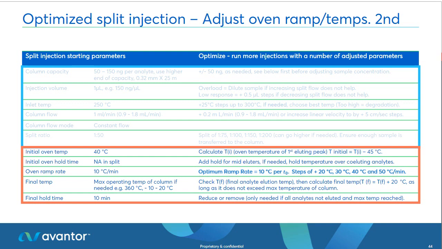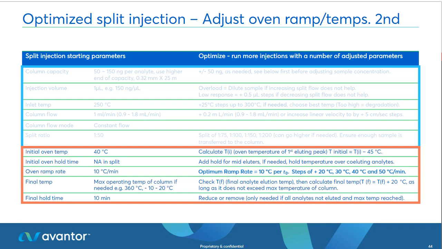just to give them a bit more time at that temperature to separate from each other. Oven ramp, so then you can have a look at the optimum oven ramp by calculating 10 degrees per the T0 time. Or you can do it in steps of plus 20 degrees, 30 degrees, 40 degrees, and 50 degrees per minute, and then just run those injections at those different settings, and then just see which one is the best, where all your peaks are eluting in a decent amount of time and resolved well.